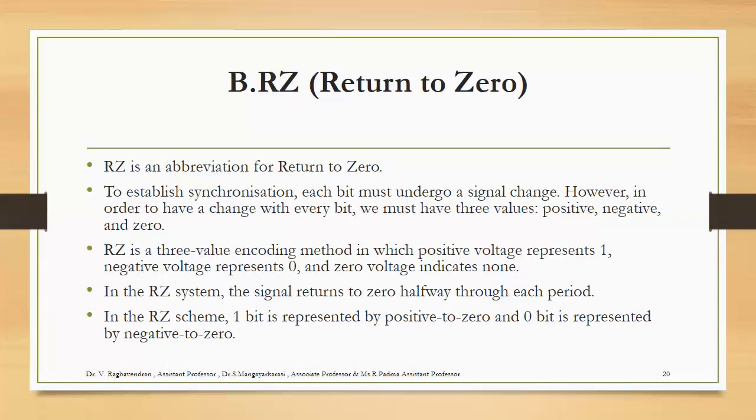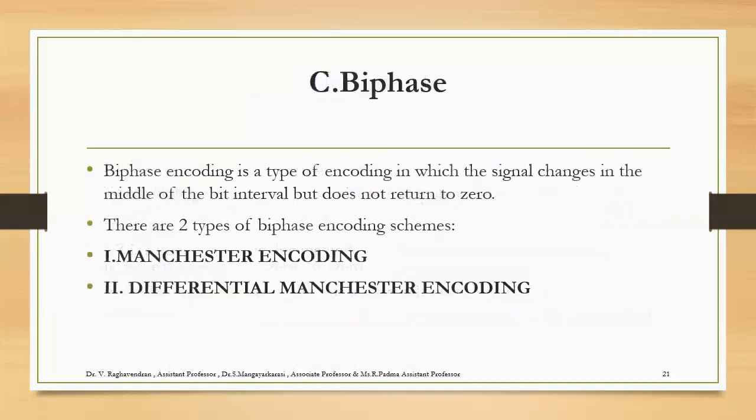In the RZ scheme, 1 bit is represented by a positive to 0 and 0 bit is represented by a negative to 0. So the third category is biphase. Biphase encoding is a type of encoding in which the signal changes in the middle of the bit interval but does not return to zero. This is called biphase.